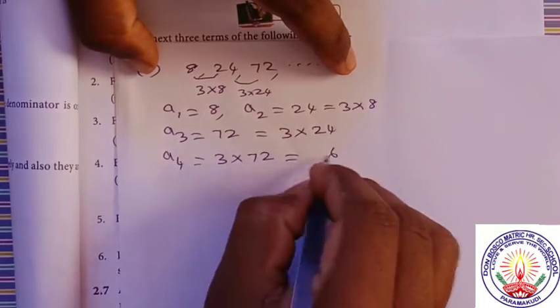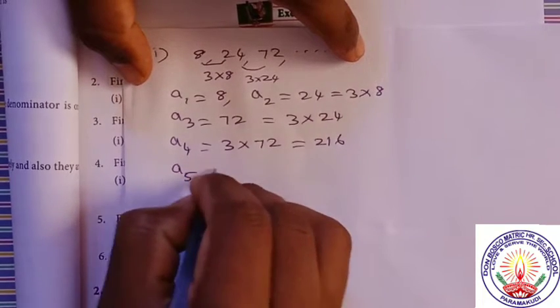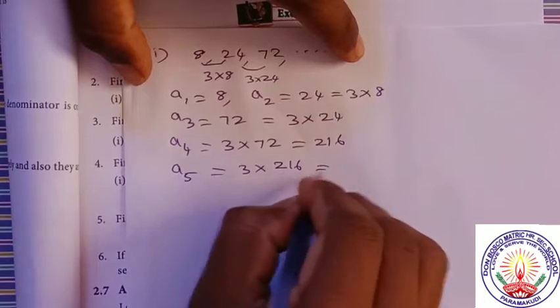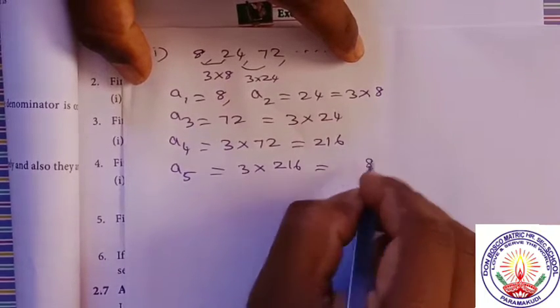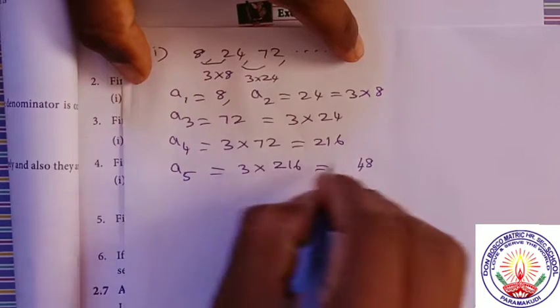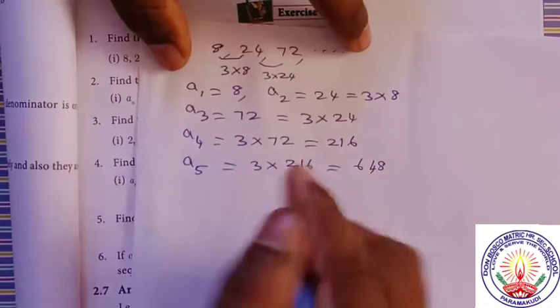3 2s are 6, 3 7s are 21. And A5 will be 3 into 216. So the answer: 3 6s are 18, remaining 1. 1 3 is 3, 3 plus 1 is equal to 4, and 3 2s are 6. So our question is to find the next 3 terms. So we have found 2.